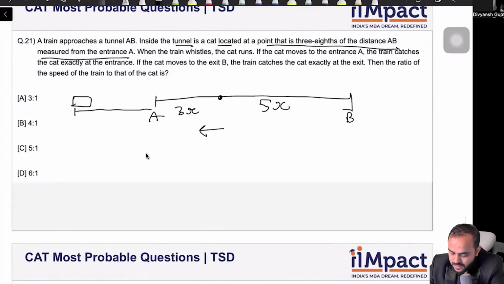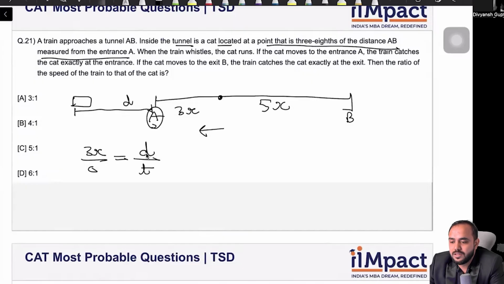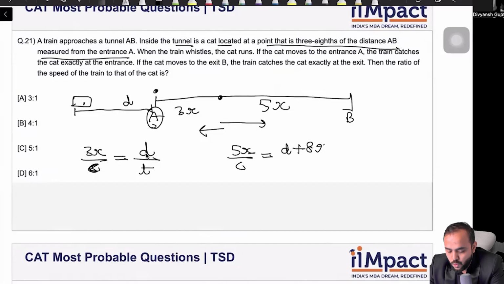So if this distance is d, then 3x divided by the speed of the cat c is going to be the time when the cat reaches point A, which is going to be the same as d divided by the speed of the train t. So the train will also reach A at the same time. Similarly, if the cat runs in the right direction, it will take 5x divided by c time, which should be the same as d plus 8x, the total distance traveled by the train to reach point B, divided by the speed of the train t.